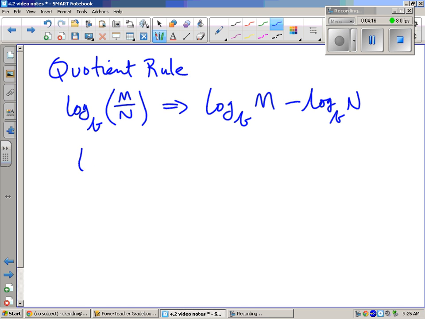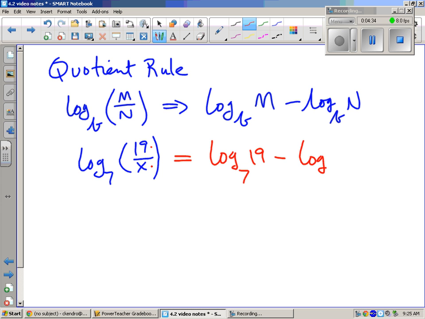So let's try one. Log base 7 of 19 divided by x. Again, I have 2 parts here, so I'm going to split this into 2 parts, but with subtraction. So it becomes log base 7 of 19 minus log base 7 of x. Log base 7 of 19 we can't figure out at this time, so we're just going to leave that. If it's just telling you to expand, you don't really have to figure it out.